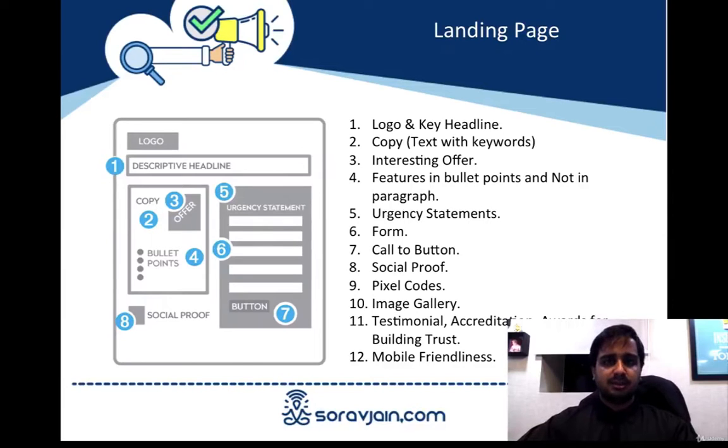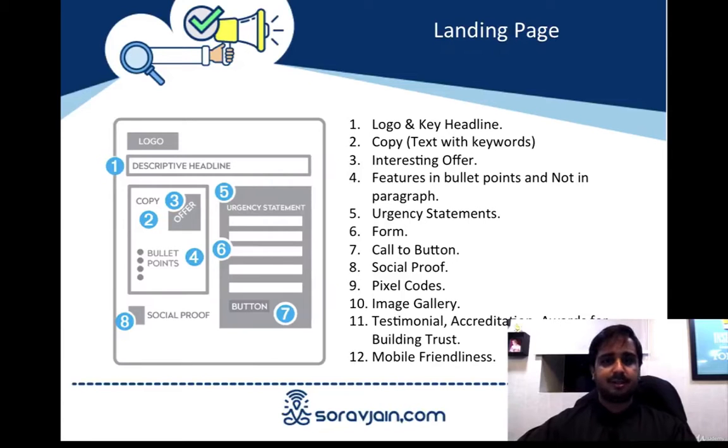Something which is very important in a landing page is the logo and key headline, the copy, basically the content or text with keywords that people are searching for, the keywords that you've shown in your advertisements, and an interesting offer in order to immediately make that person close. Features should be in bullet points and not in paragraphs. So do not write heavy paragraphs, put everything in bullet points. Urgency statements like, buy now, only 50 seats left.